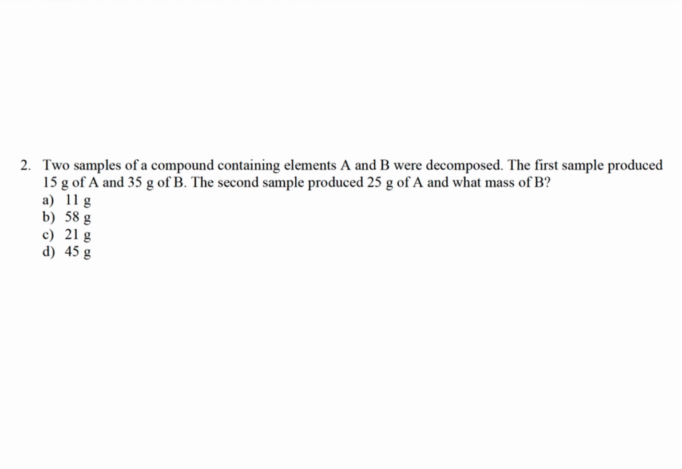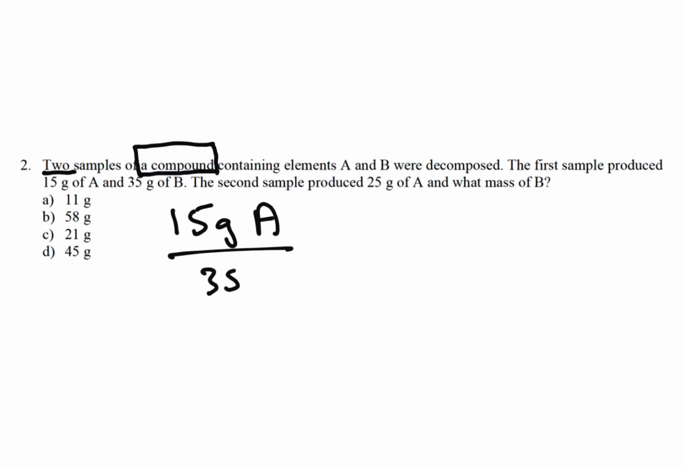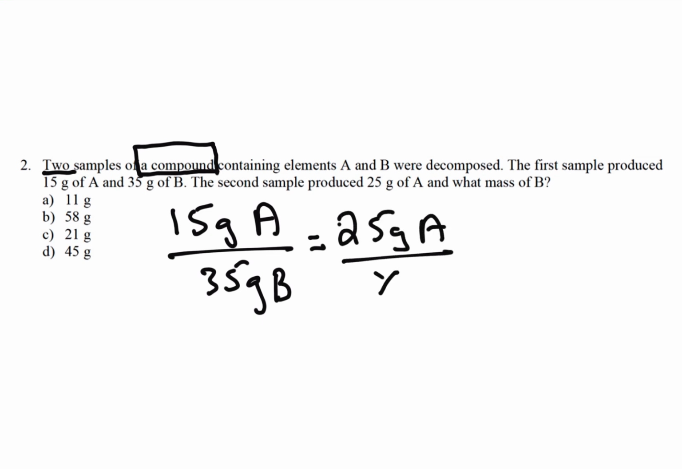The first thing to notice is that they are talking about one compound. Two samples, but of the same compound. They contain elements A and B, and they have given you 15 gram of A, 35 gram of B. The second sample has 25 gram of A and what mass of B? This is a simple conversion factor method. You will write 15 gram of A over 35 gram of B equals 25 gram of A divided by X of B. This is what you have to find.